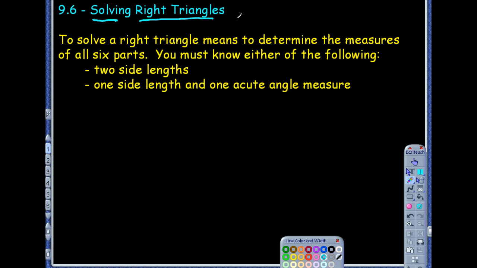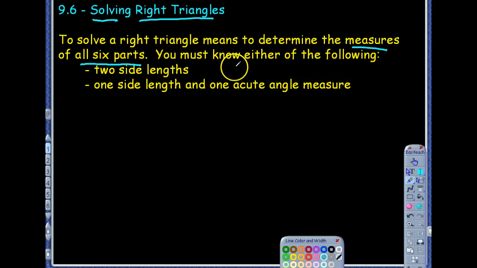So, here's the deal. To solve a right triangle basically means you're going to find the measures of all 6 parts. And what do I mean by 6 parts? Well, all the sides and all the angles. So there are 3 angles and 3 sides. Now, that seems like a lot, but keep in mind you're going to be given some things. First of all, you're already given it's a right triangle, so you already know one angle. That means there are only 5 things that are missing.